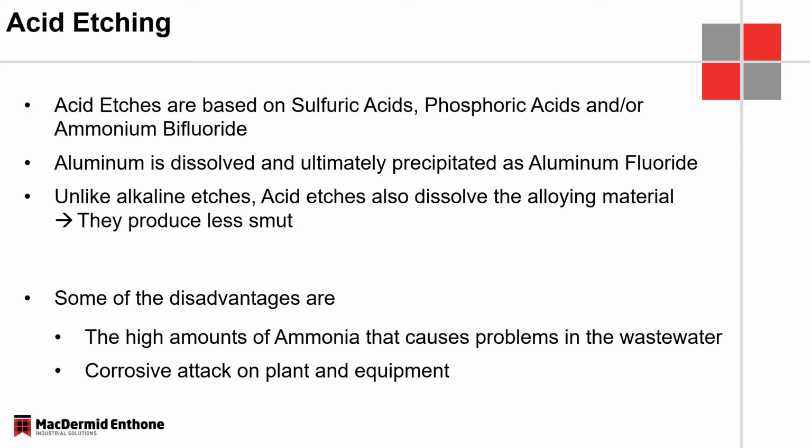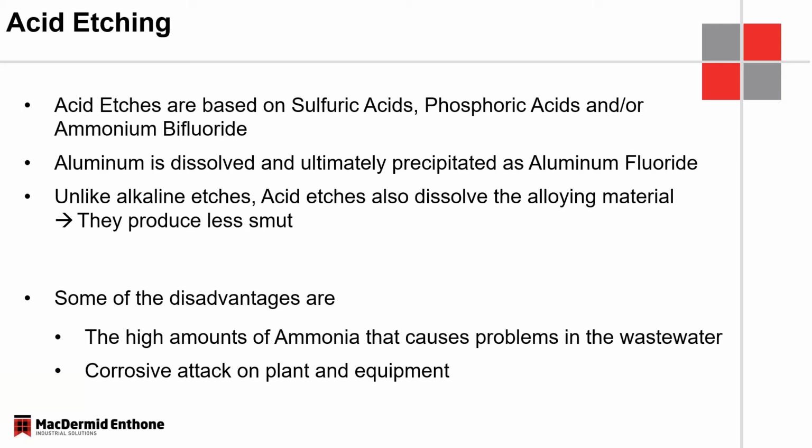But what they really do is they attack the alloy evenly. So they're not selective. They're not just etching away the aluminum and leaving the alloying constituents on the surface. They will actually dissolve all of those, and the metal will actually look much cleaner after an acidic etching process. And I put that here. They actually reduce the amount of smut on the surface.